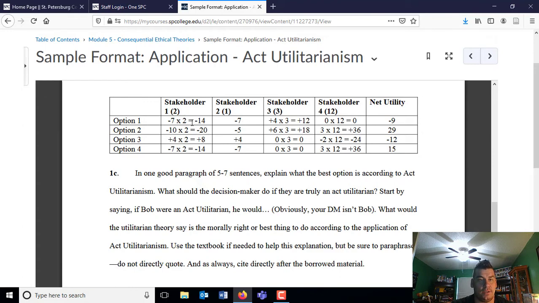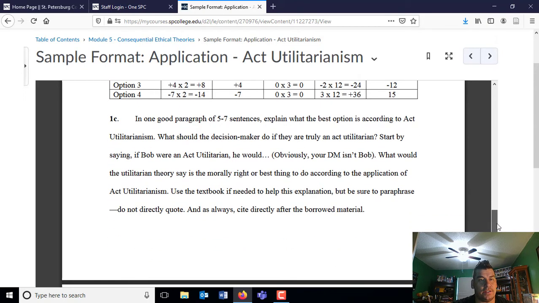And at the end, you will tally up horizontally the net utility for option 1. So option 1, across the 4 stakeholders, has a net utility of -9, option 2, 29, option 3, -12, option 4, 15. These are all arbitrary. They don't go to anything real. But as we would know from the textbook and what we're going to speak about in class, the highest net utility is the right answer. So that would be option 2, with a net utility of 29. So that would be the Act Utilitarian option, okay?